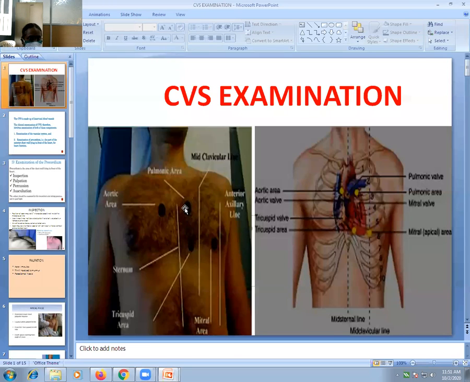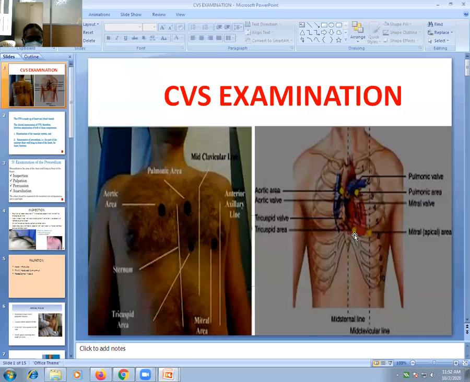This is the surface marking of each area. See, this is mid-clavicular line, anterior axillary line. So here is the mitral area, that is fifth intercostal space on left side. This is pulmonary area in second intercostal space on left side. Here is aortic area again in second intercostal space on right side, and here is the tricuspid area at the lower edge of sternum.